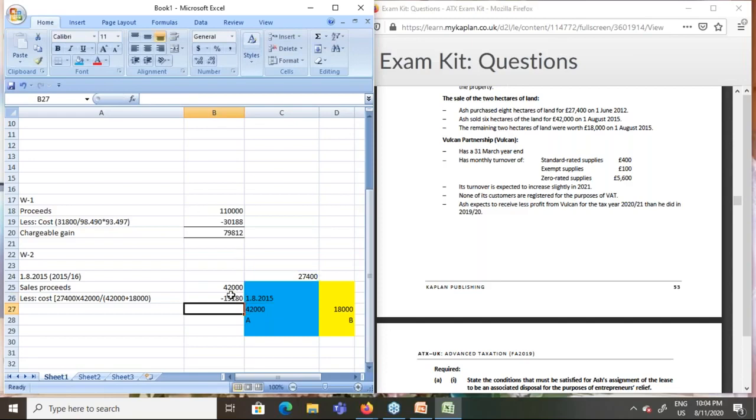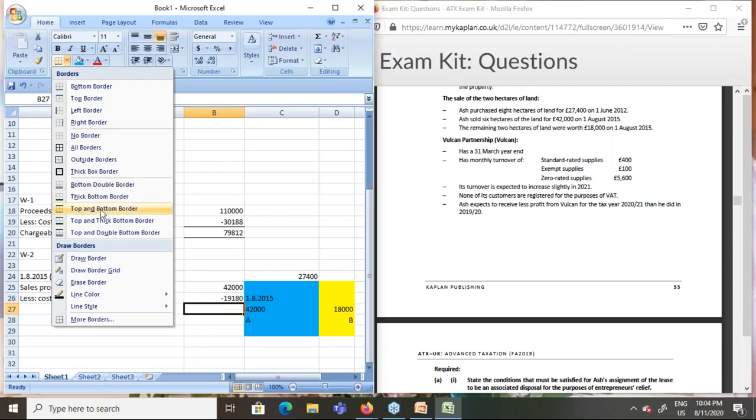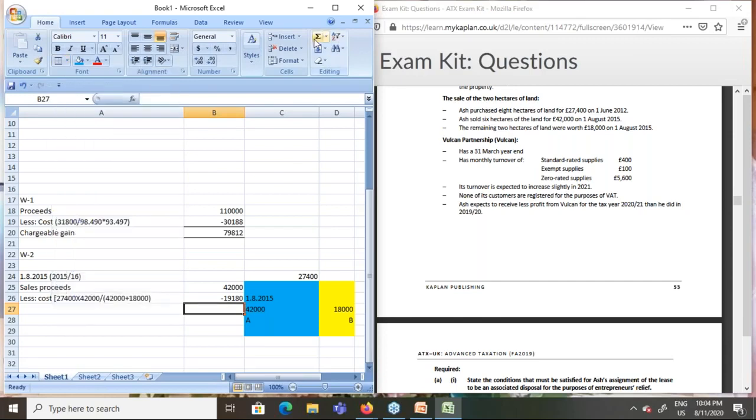19,180. Now, it's not important to calculate the chargeable gain, but since I started, I will calculate the chargeable gain as well. So there's a chargeable gain of 22,820 that arises from the disposal of part A. But the question is not about that.